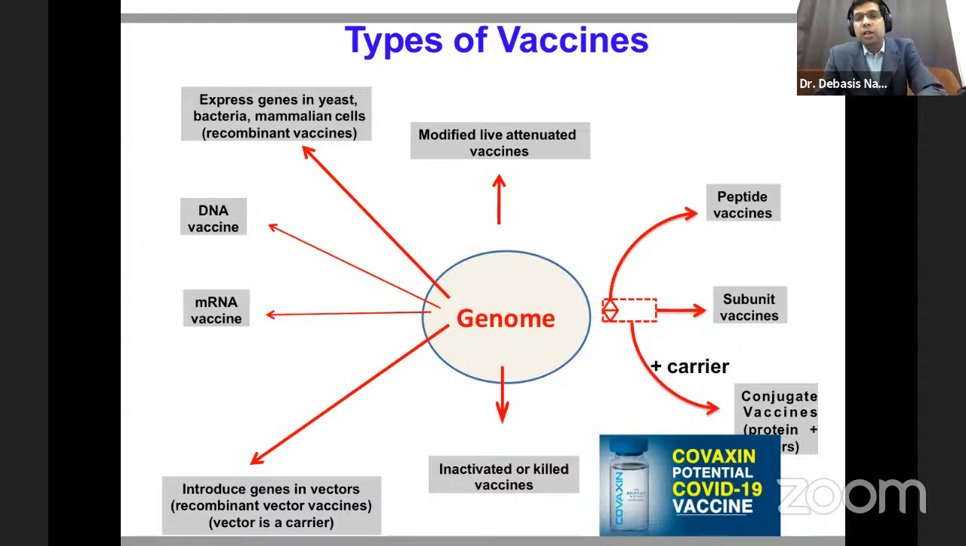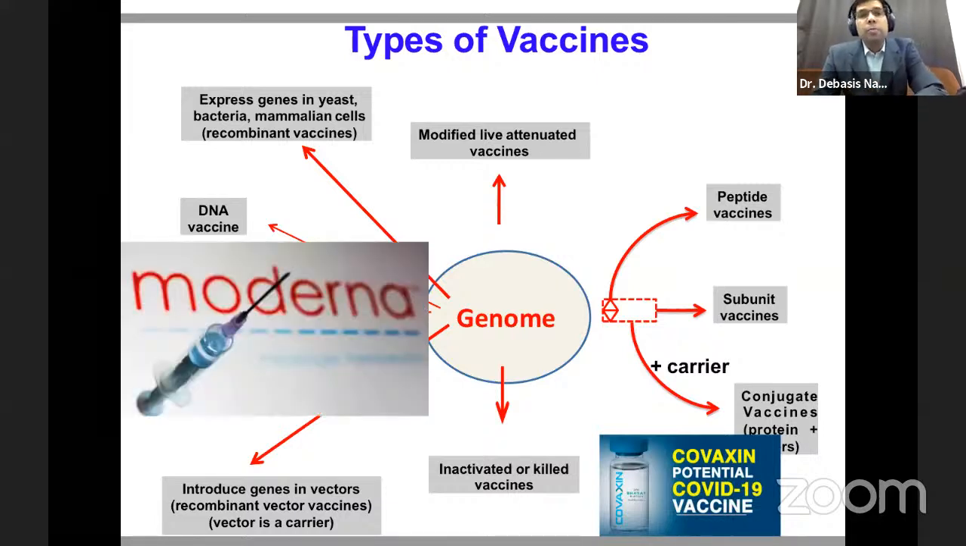It's called Covaxin. Covaxin is a brand name of Bharat Biotech, which produces an inactivated or killed virus. They grow the virus, kill it with chemicals, clear the chemicals by different procedures, and package it as a vaccine. Okay. So you must have heard about Moderna vaccines.